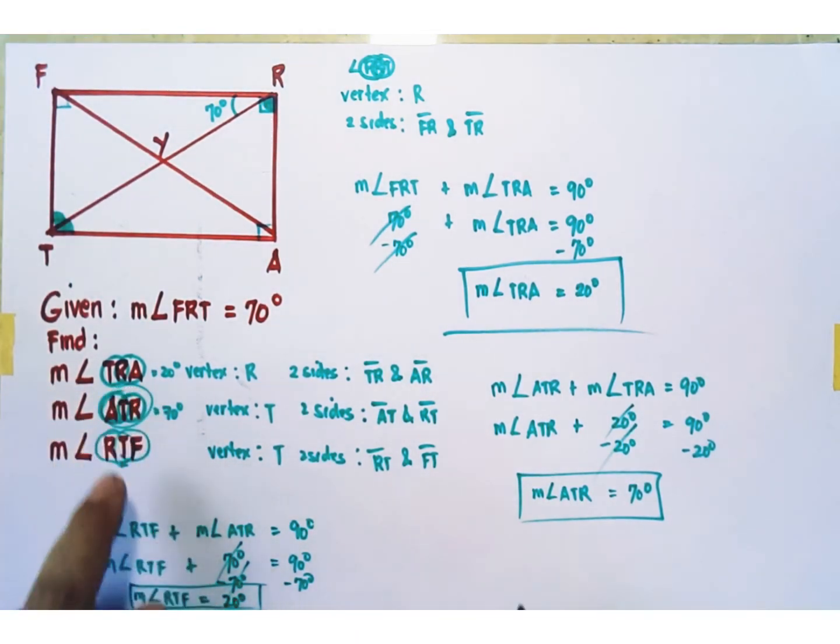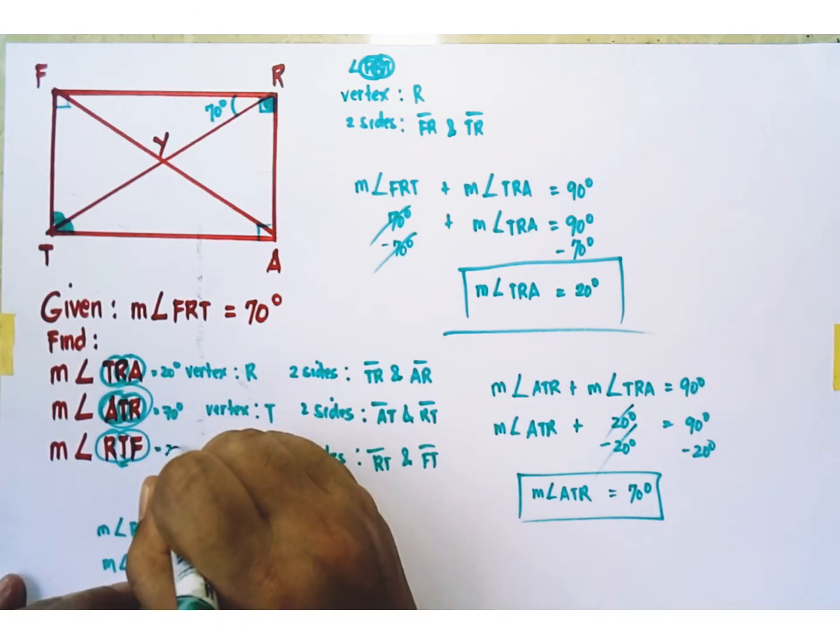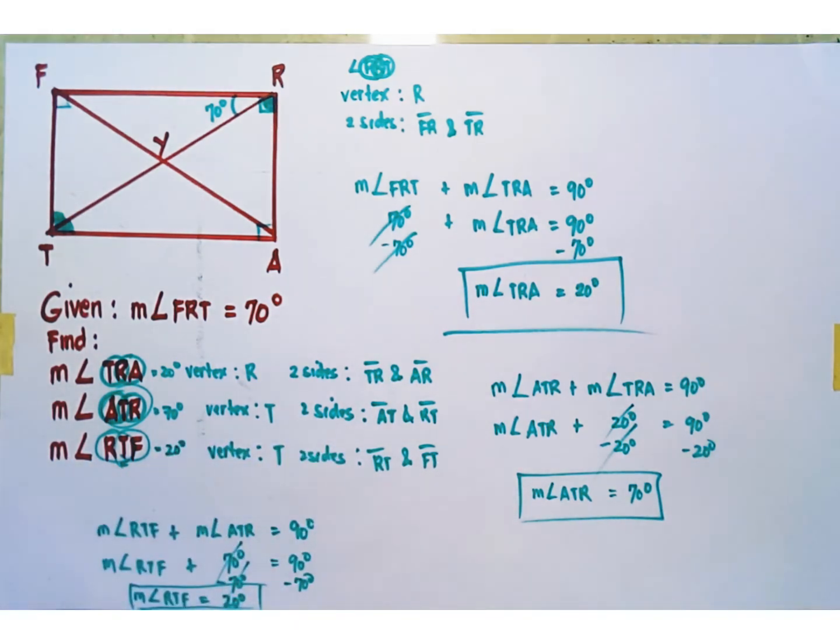Measure of angle TRA is equal to 20 degrees. Measure of angle ATR equals 70 degrees. Measure of angle RTF is equal to 20 degrees.